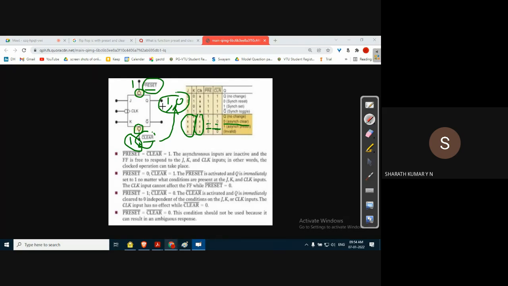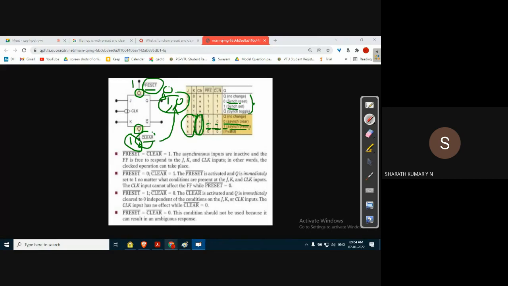1 does not have any effect. Preset is 0, that means output should be set to 1. Output Q is set to 1. This is called an asynchronous preset, whereas in the first part of the table, it's called synchronous. In the second part, it is called asynchronous because it is independent of the clock pulse.